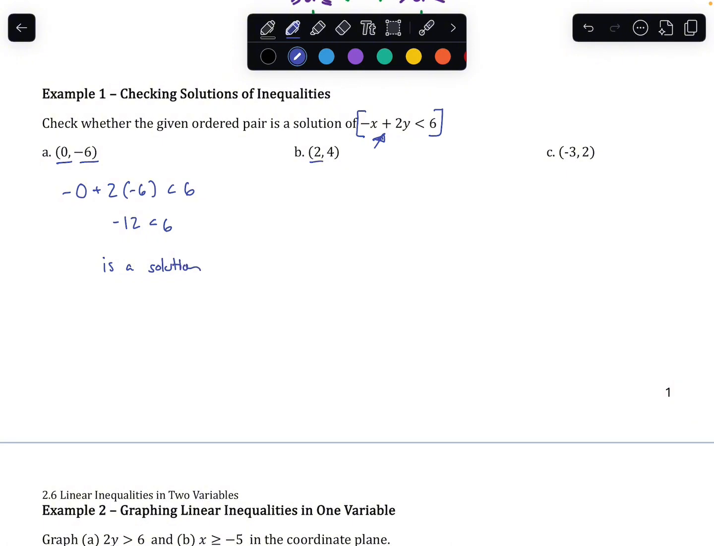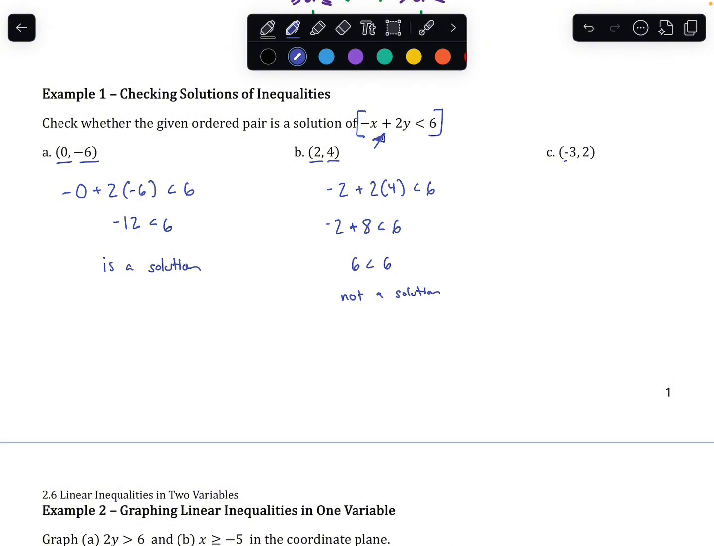Next, we want to do 2 and 4. So we have negative 2 plus 2 times our y, which is 4, so negative 2 plus 2 times 4 is 8. It's less than 6? No, 8 is not less than 6. Not a solution.